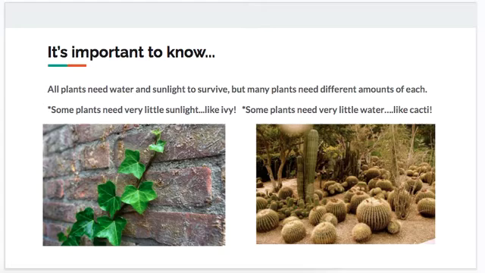So I'm assuming that you've already done that picture at this point. You paused the video, and now we're moving. This is right towards the end. So it's important to know that some plants need more or less of something to survive. Some plants need more sun, some need less. Some, like the ivy, for example, this on the left, need very little sunlight, and they still do just fine. Cacti on the right need very little water. Every plant is different in their needs.